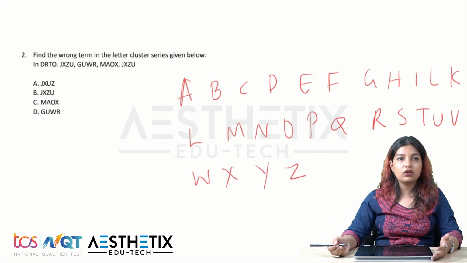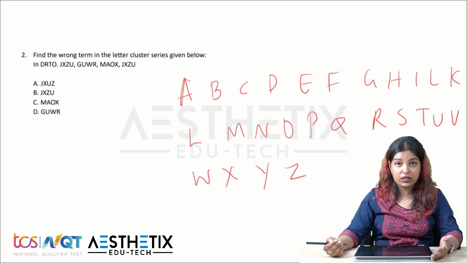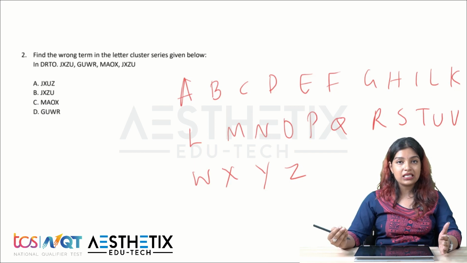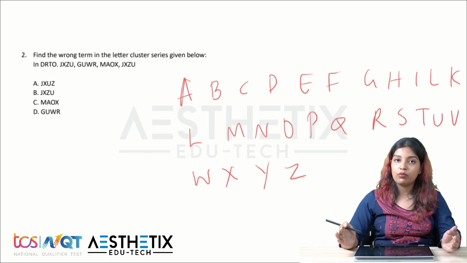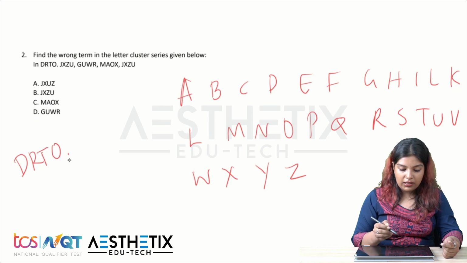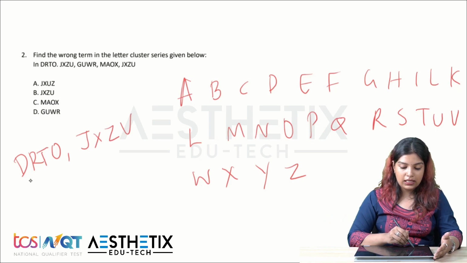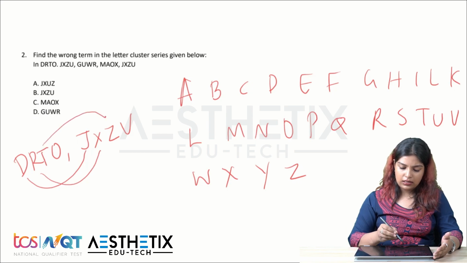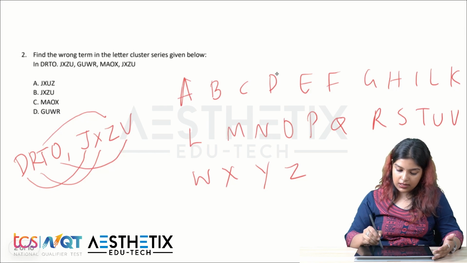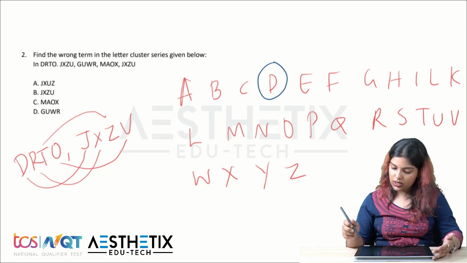Now I'm trying to find some sort of relationship between the cluster of words that are given, and if any of the terms are not matching with a certain pattern, then that will be the odd term or the wrong term. So here we have DRTO and the second term is JXZU. So I'm trying to find a relationship between D and J, R and X, T and Z, and O and U.